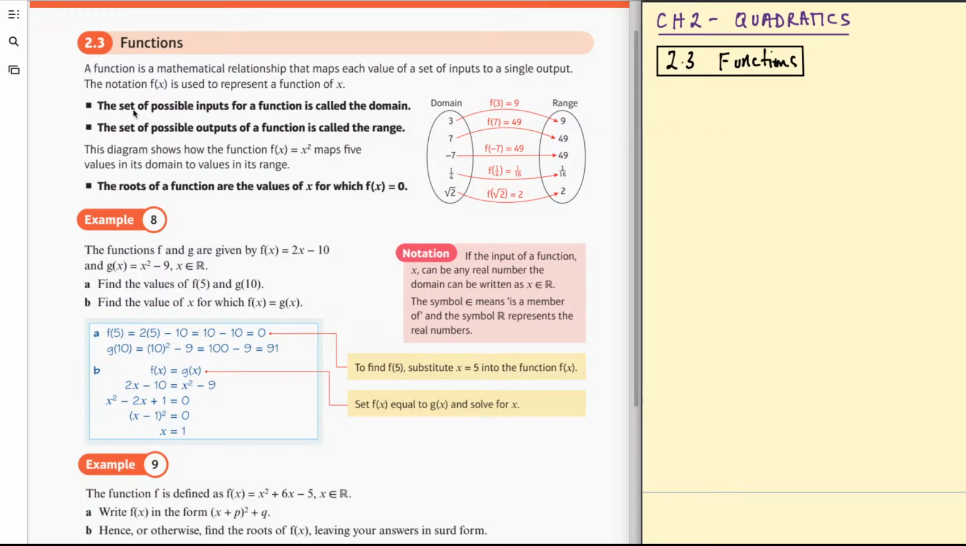So far, all we've said is the set of possible inputs is called the domain, the set of possible outputs is the range, and the roots of a function are the values of x for which f of x equals 0.